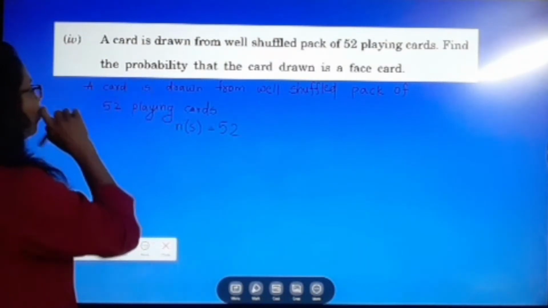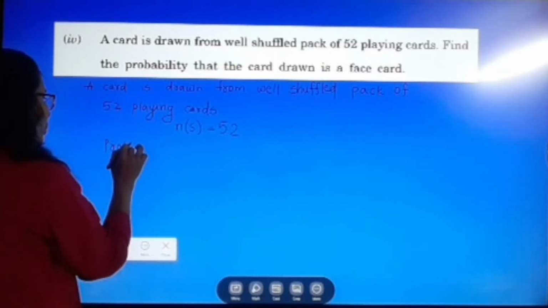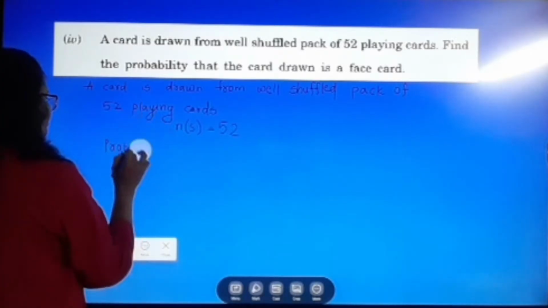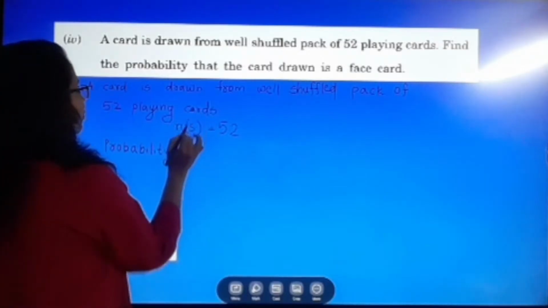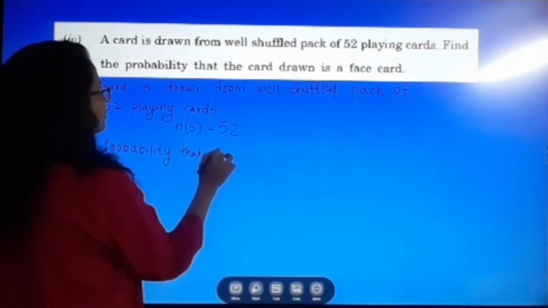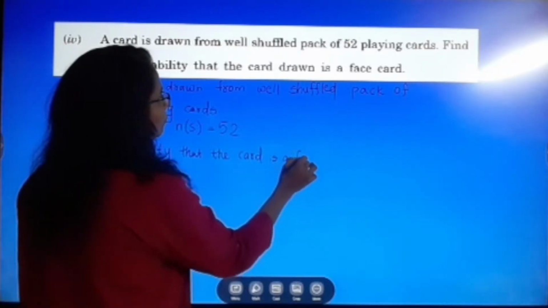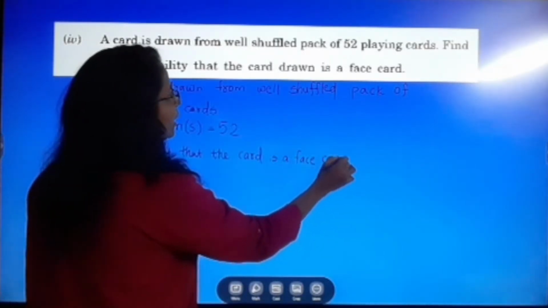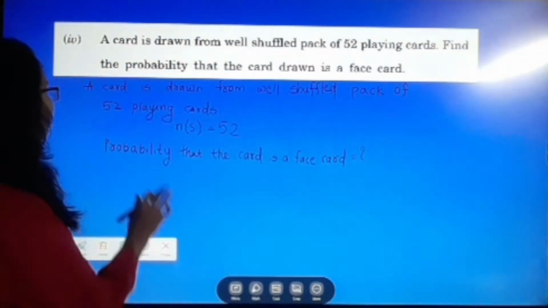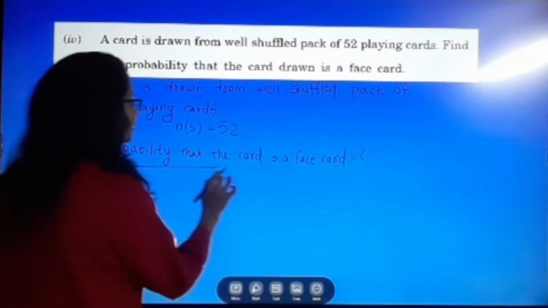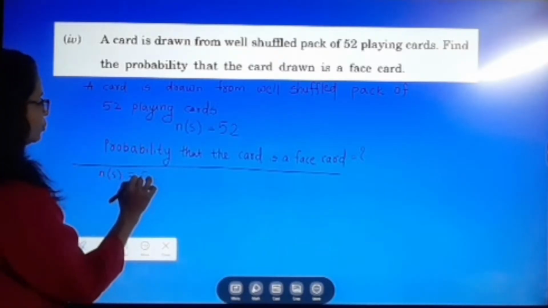Okay, students? This way. Okay? And then here we have to find out the probability, students, probability of probability that the card is a face card. Okay, which is equal to question mark. Okay, so now here student, first I write down that a card n of S is equal to 52.